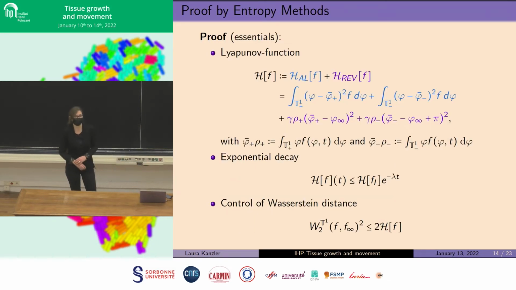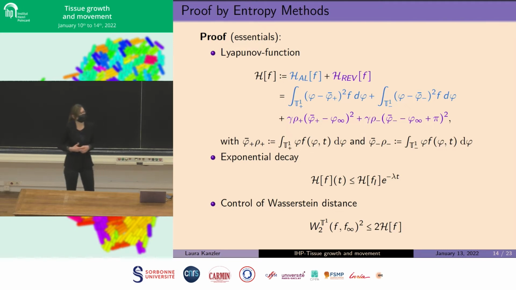And now, just some essentials of the proof. We defined the following Lyapunov functional with which we could conclude exponential decay and with which we could also control the Wasserstein distance. This is why we are in the Wasserstein space here. And not surprisingly, this Lyapunov functional has two parts, one capturing the effect of the alignment and one capturing the effect of the reversal.